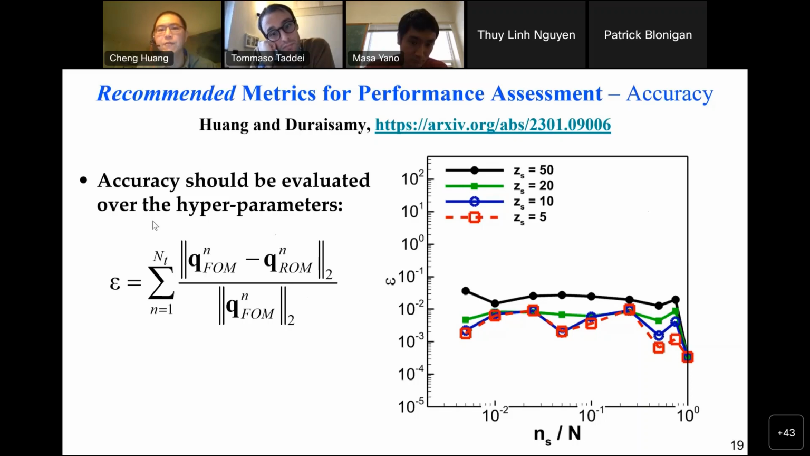I think Matt touched on that also. I'm 100% in agreement on that. We all know that if you change some hyperparameter, the performance of your ROM is going to be different, and either you care more about accuracy or more about efficiency. I think a more comprehensive reporting of that is going to help us understand the methods better.